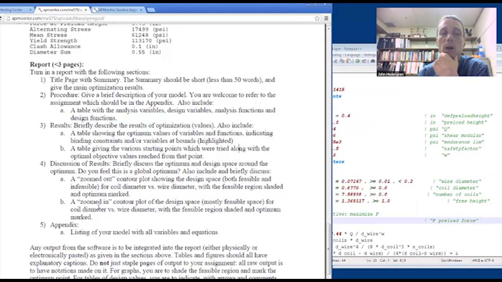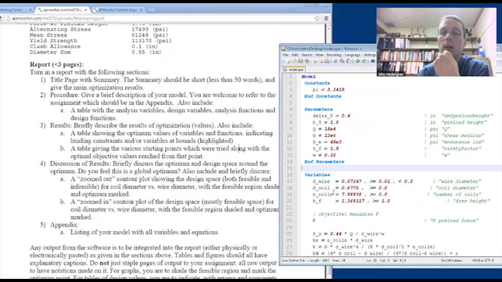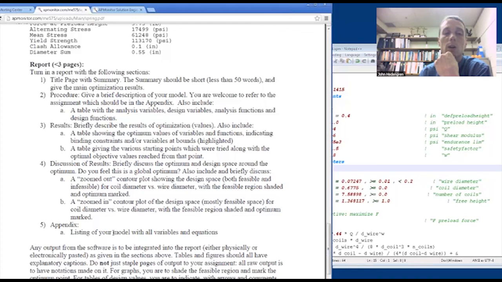Now you'll have to do this for coil diameter versus wire diameter. The other two that you have there, the number of coils and the free height, you'll have to fix at certain values and then generate these contour plots. I'd recommend finding your optimal solution first, plugging in your optimal values of N coils and HF, and then generating your contour plot as a function of wire and coil diameter. Then zoom in, mark the feasible space, and include a copy of your model or other things that might be useful as an appendix to your report.